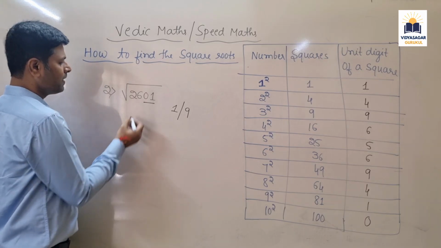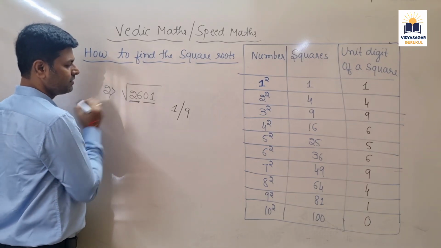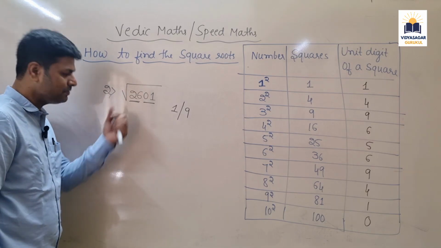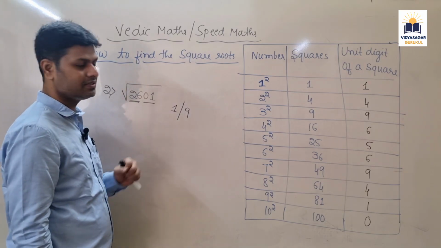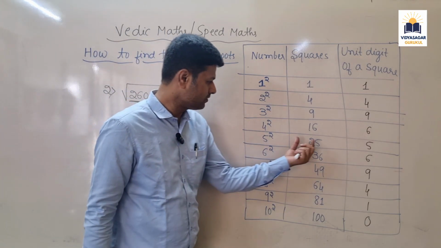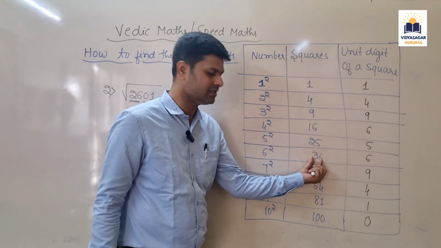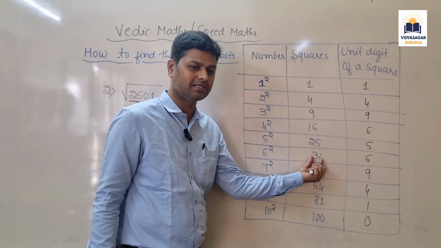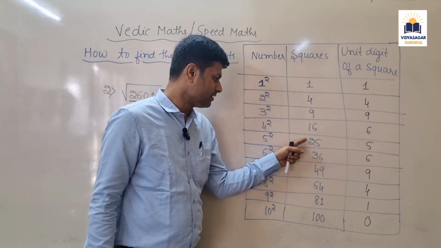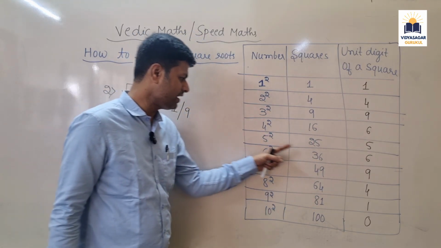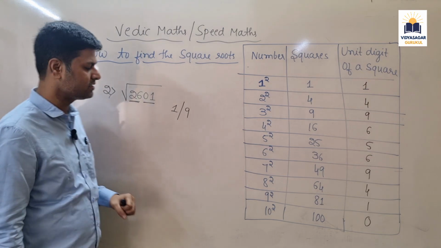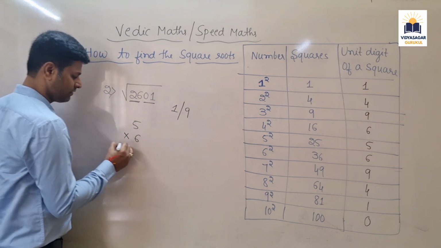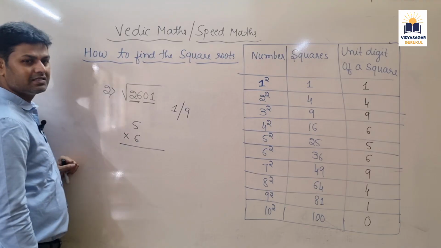The left out part is 26. Which square is 26 in between? It is in between 25 and 36. 25 is 5 square and 36 is 6 square. So it is in between 5 and 6 square, 5 as well as 6.